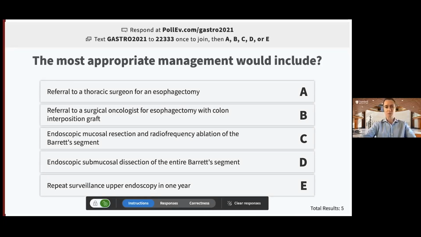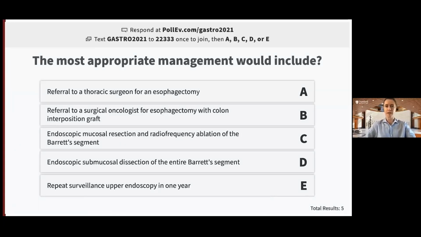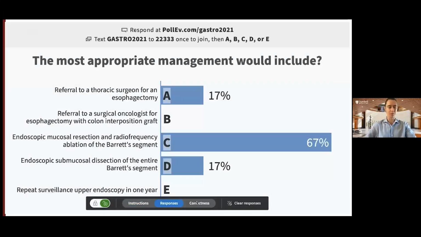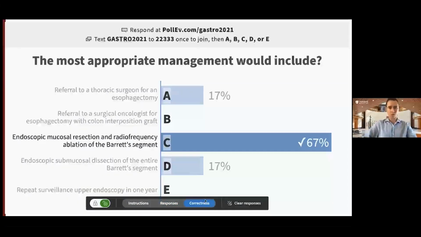So perhaps we'll, I think we have 22 participants, but we've only recorded 5 answers. So maybe we can go ahead and review the answer for this question and give a chance to participants as we discuss the answers. So most people, 60% of respondents answered C, endoscopic mucosal resection with radiofrequency ablation of the Barrett segment. And this is the correct answer.